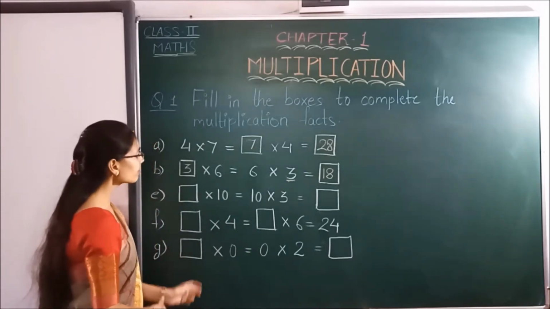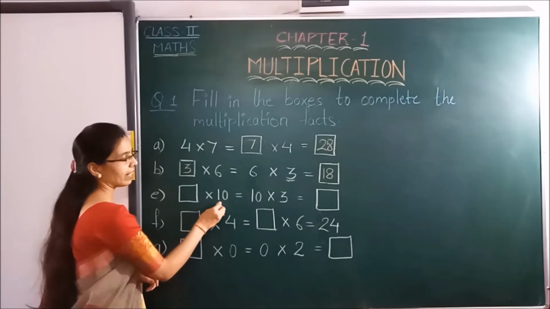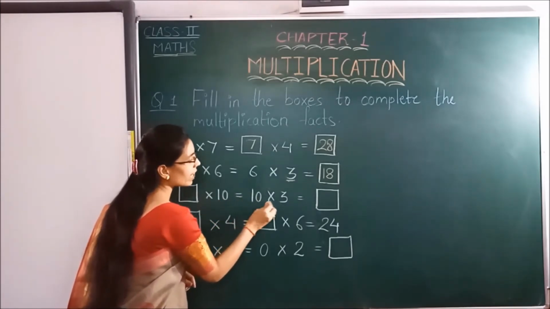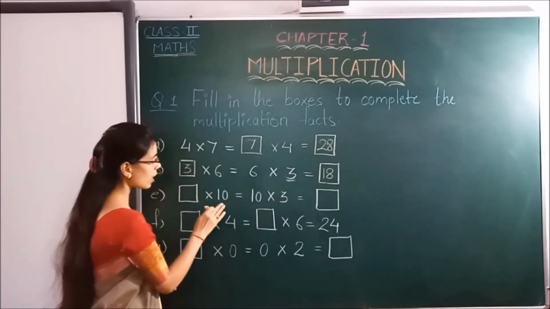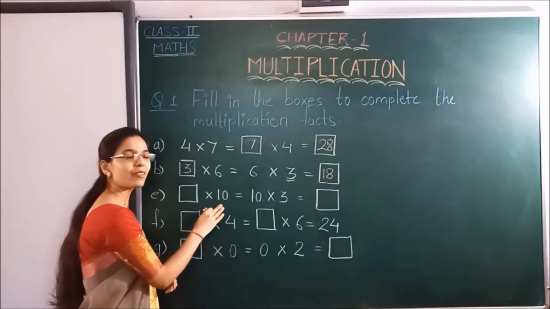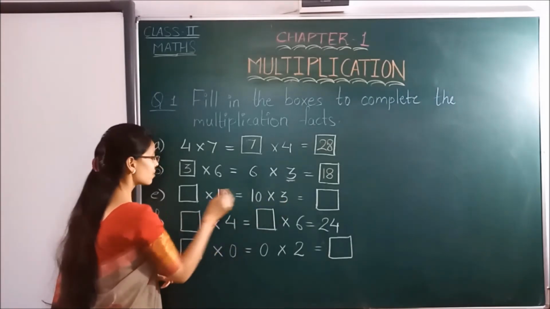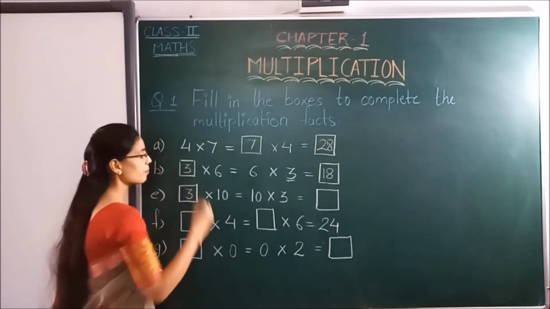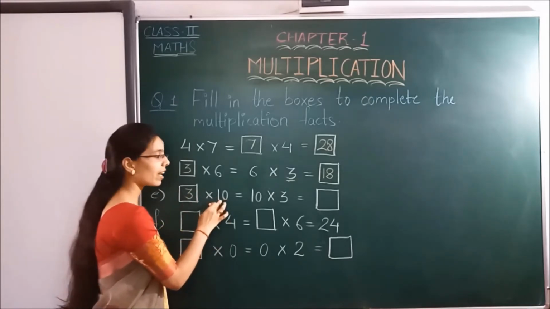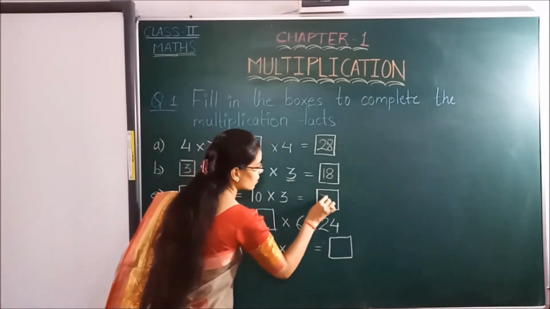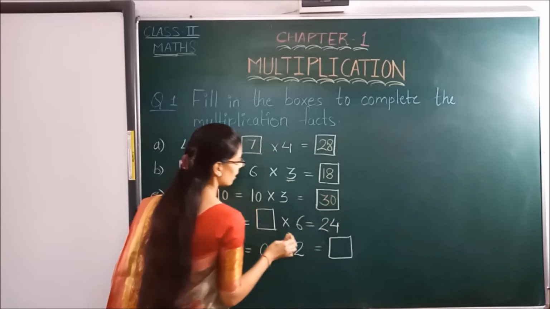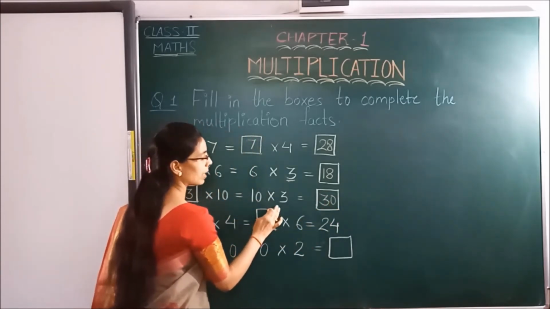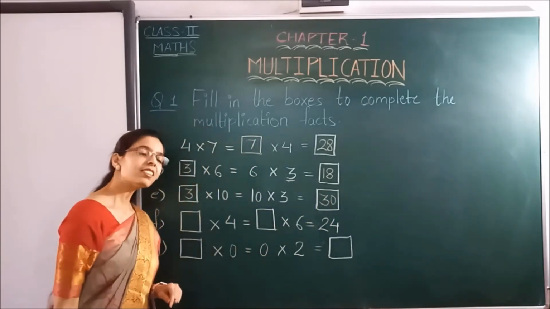Now E. Dash multiplied by 10 is equals to 10 multiplied by 3. Which number is missing here? 10 is already given. Another number is 3. So we will write 3 here. 3 multiplied by 10 is 30. So we will write 30 here. Or 10 multiplied by 3 is also 30.